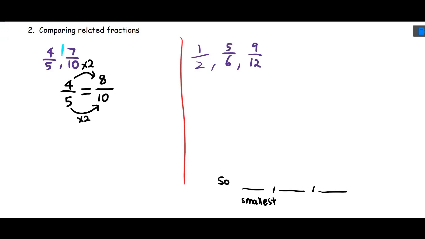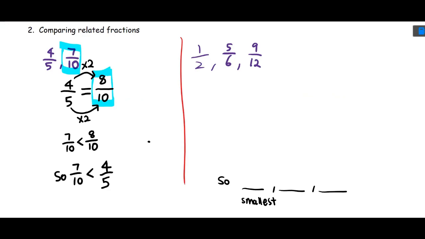Now I can compare 7/10 and 8/10. Because, as we learned previously, when the denominator is the same, we just need to look at the numerator. And immediately we can tell that 7/10 is less than 8/10. And I can conclude that 7/10 is less than 4/5. So remember, when we are given fractions, our answer needs to be in terms of the given fractions.